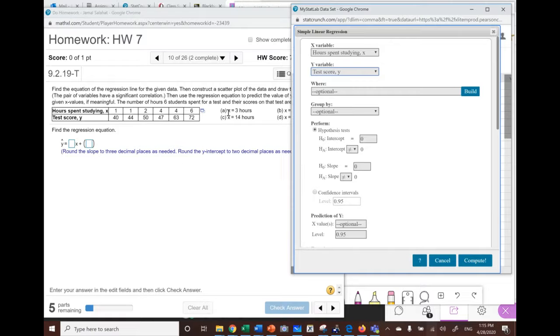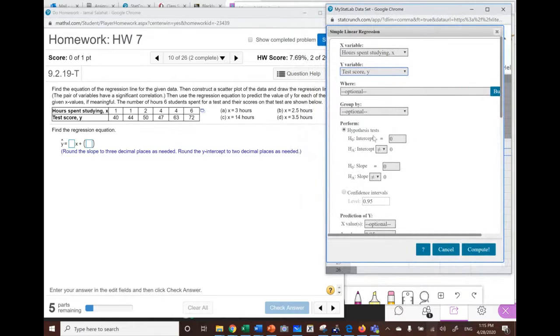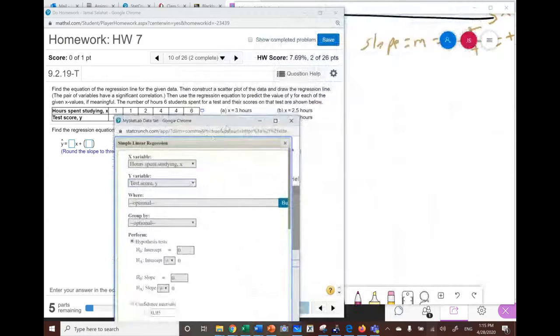Now, before I go further, they are asking me to do some predictions. They are asking me to find the equation and at the same time to make some predictions. When X is 3, what if somebody studies 3 hours? What do you think they will get? What if somebody studies 14 hours? What do you think they'll get? And so on. So before I go any further, I want to just add something in here.